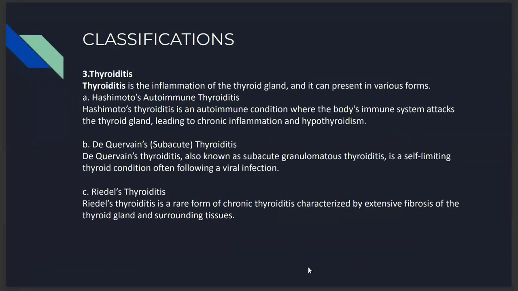Thyroiditis. Thyroiditis is the inflammation of the thyroid gland, and it can present in various forms. The first form is Hashimoto's autoimmune thyroiditis, an autoimmune condition where the body's immune system attacks the thyroid gland, leading to chronic inflammation and hypothyroidism. De Quervain subacute thyroiditis is also known as subacute granulomatous thyroiditis. It is a self-limiting thyroid condition, often following a viral infection. Riedel's thyroiditis is a rare form of chronic thyroiditis characterized by extensive fibrosis of the thyroid gland and surrounding tissues.